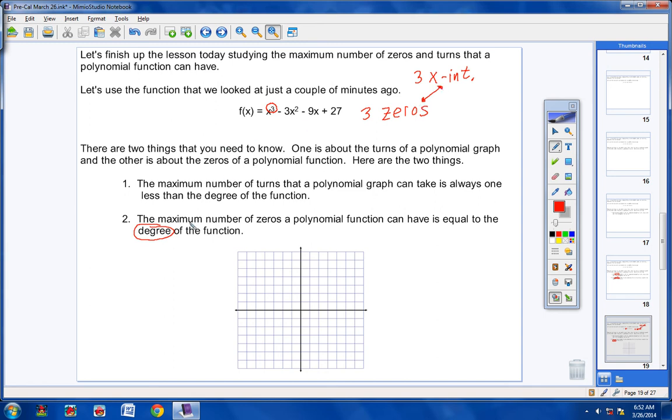So these are 2 helpful items that we need to know, because we are going to start graphing these pretty soon. And I'm going to let you use your graphing calculators a little bit, but you're going to have to prove to me that you know how to do this without a graphing calculator also.